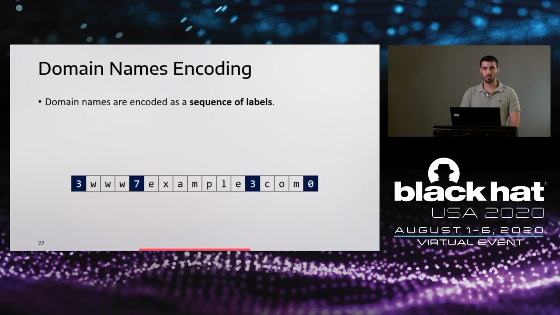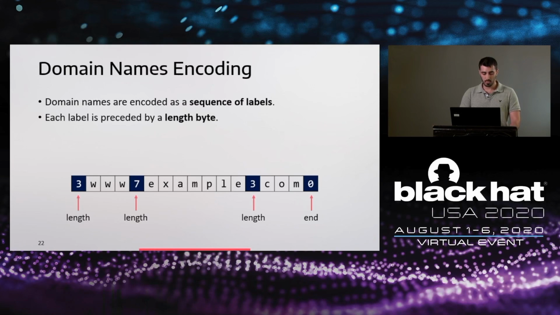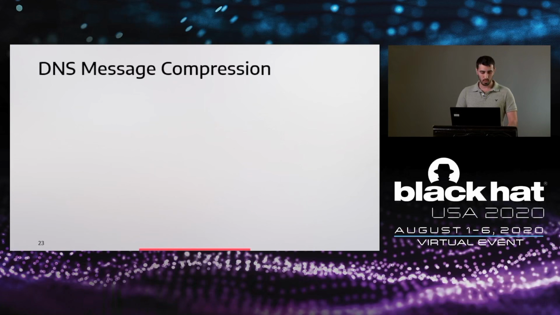So a little bit about domain names encoding. Domain names are encoded as a sequence of labels. So www is a label, example is a label. Each label is preceded by a length byte, which specifies the number of characters this label occupies, and the name is terminated with a 0 length byte. And according to the RFC, the maximum label length is 63. This will come up later.